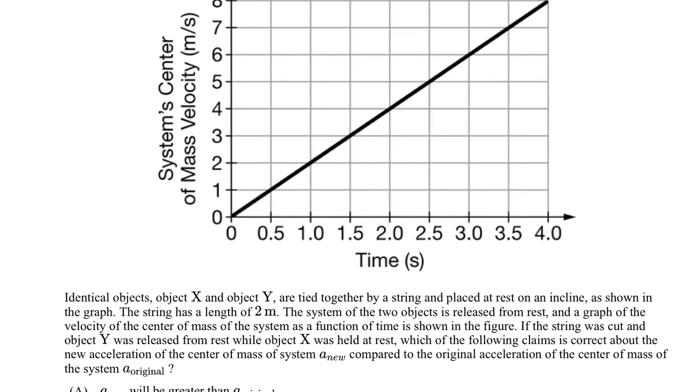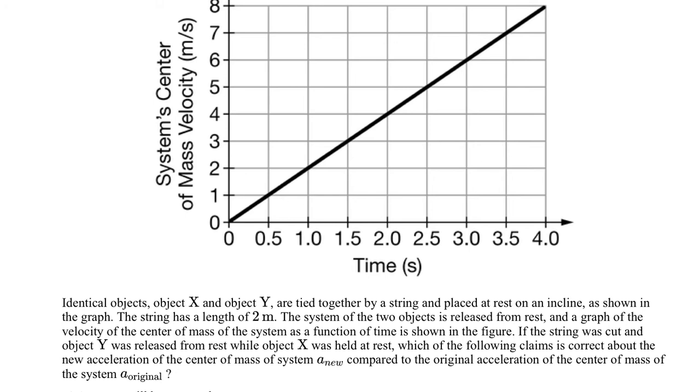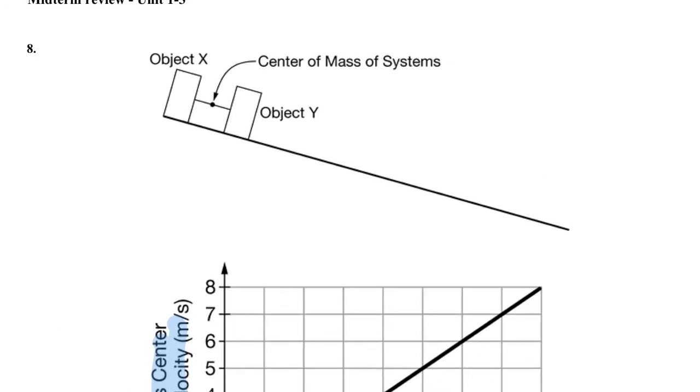Going on to this next problem here, we see identical objects X and Y held by a string, and they're on an incline. They get released, and when they get released, the center of mass of the system has its own velocity. This center of mass is described by this little point that we see here. Then the question states a new situation where the string is cut, and if we cut the string, then object Y will fall to the bottom.